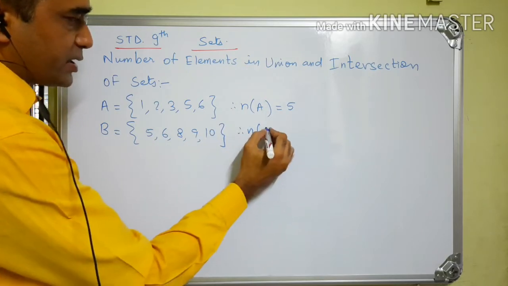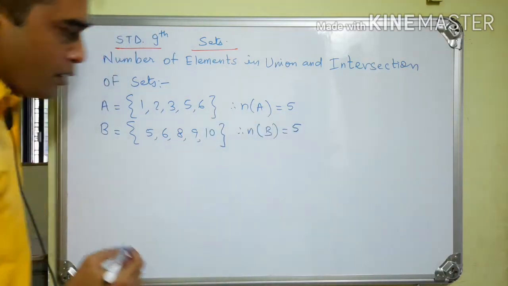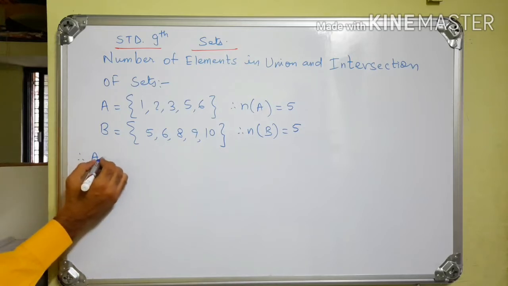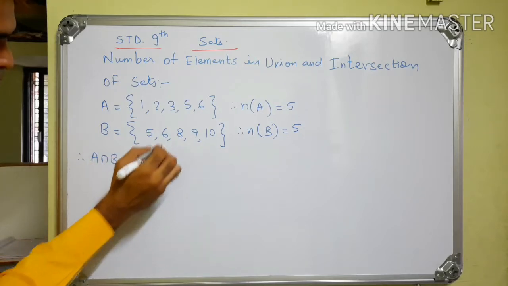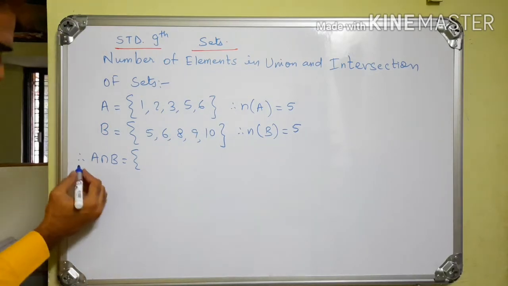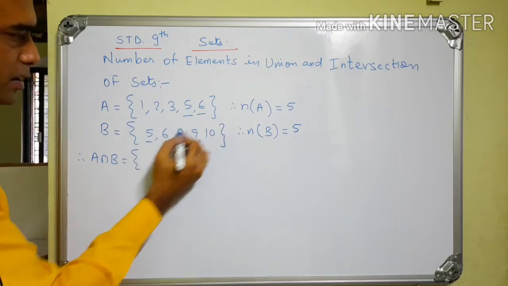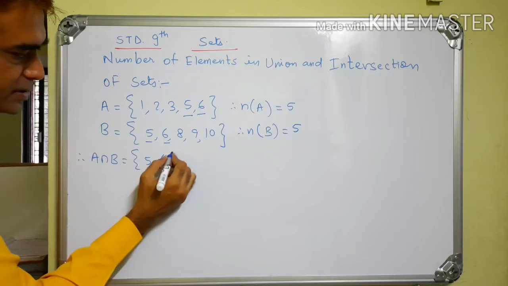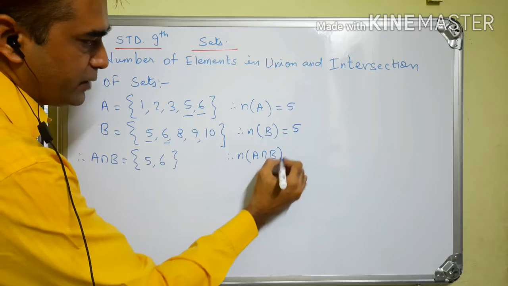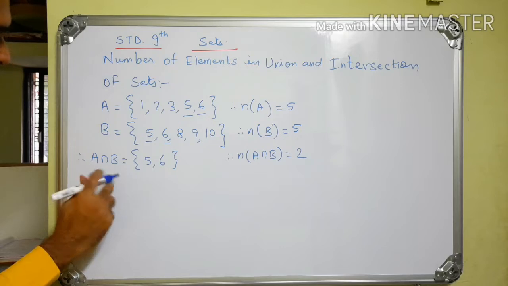Therefore, the number of elements in set B equals 5. Okay. Now let's find set A intersection B. Set A intersection B will be {5, 6}. Therefore, the number of elements in set A intersection B equals 2. Two elements are there in set A intersection B.